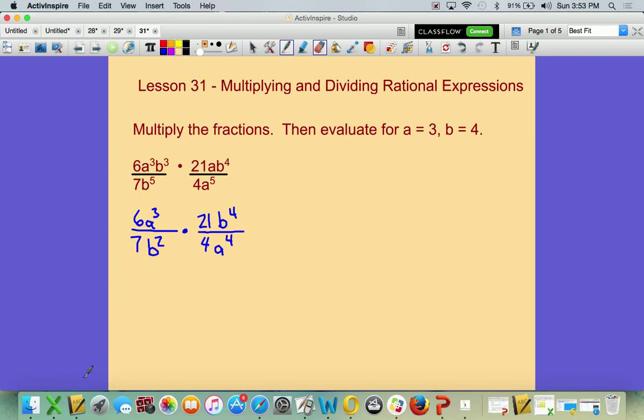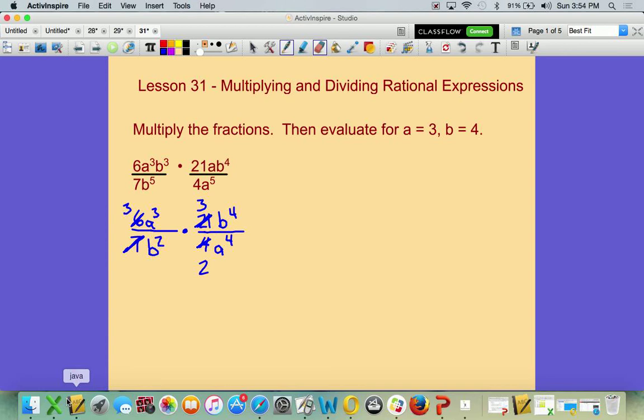Now, you can deal with the numbers first because all of this is being multiplied together. Here's a 7, there's a 21, one on top, one on bottom. I can simplify that way too, so that turns into a 3. And then the 6 and the 4, well, 2 goes into both of those. So this 6 turns into a 3, and this 4 turns into a 2. Can you see how this starts to become a mess?